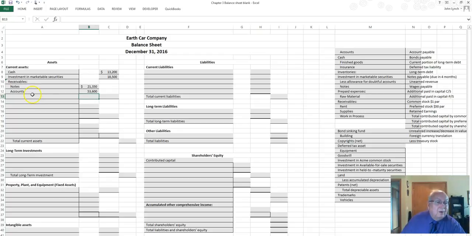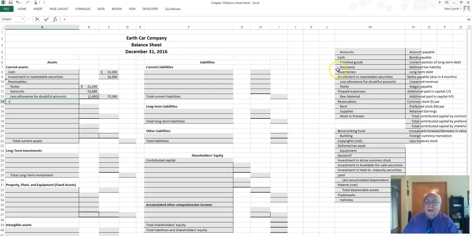Then we have the less allowance for doubtful accounts, which I put in there, and that's going to be another $24.50. Okay, so this is just the summation of these three numbers here. Now those are just the receivables. There are other receivables you could have in there too. You have interest receivables and that type of thing.